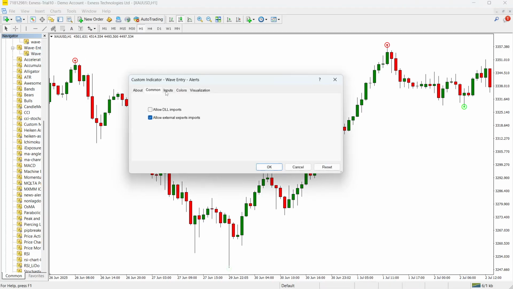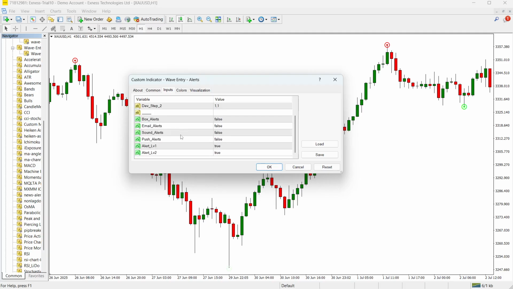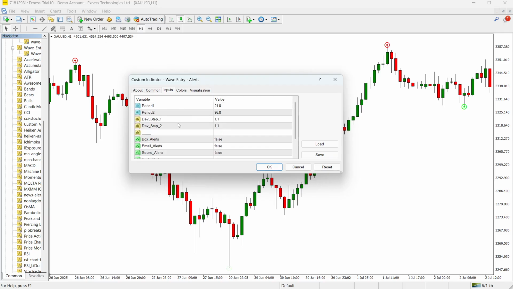As for the indicator settings, let's take a look. The inputs typically include parameters that define how sensitive the wave detection is to swings in price and how far a move must develop before an alert is generated. You can also configure whether alerts are delivered via pop-up, sound, email, or push notifications. And you can also adjust the visual style of the markers so they stand out clearly without overcrowding the charts.